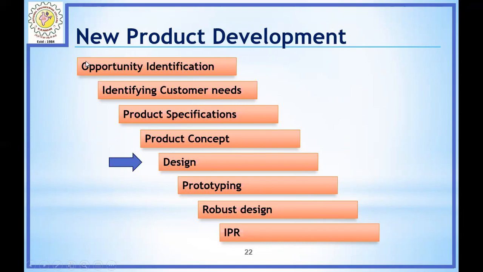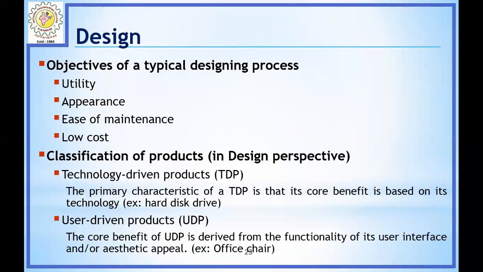So after practicing all these 4 stages, we can go for designing the product. Before that, we have to be very clear with the term design. Design is not only the outlook of the product, it also refers to the technical features of the product. It acts towards the utility, the appearance, the maintenance, and the low cost also. So these are all the various objectives we have to handle at the time of designing a product.